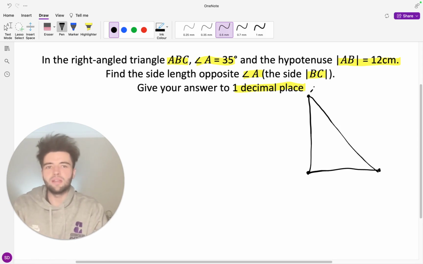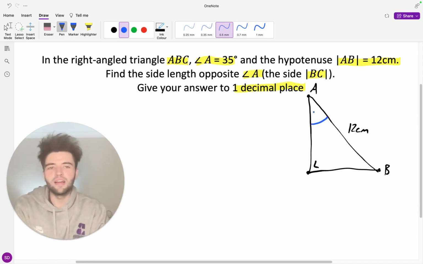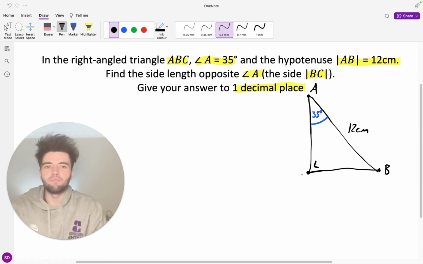So we know that's the side AB, so we can put A up here at the top and then B on the bottom right. And we know that's going to be 12 centimeters long, so that's our hypotenuse, and our right angle over here is on the left. And then the last piece of information we're given is that this angle in here, the angle A, is going to be 35 degrees. So that is basically all the information we're given in our question. And we're going to be asked to find the side length BC, which is going to be this side here on the bottom. So we're going to be looking for that now.